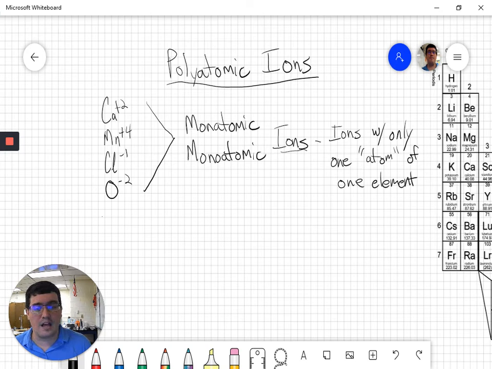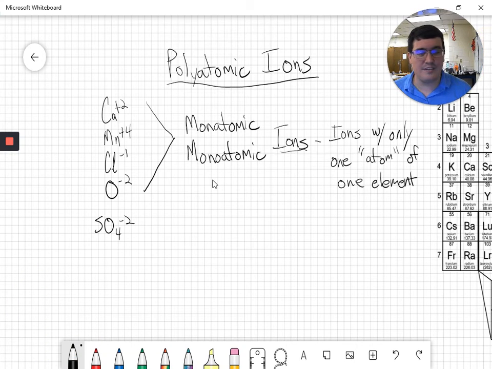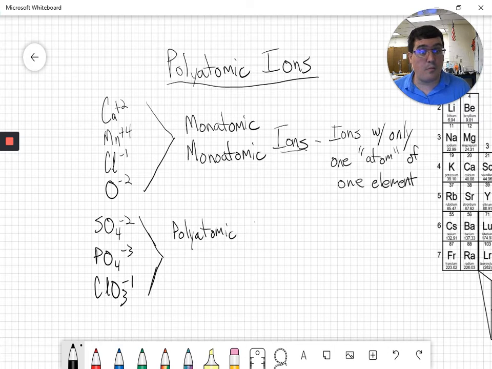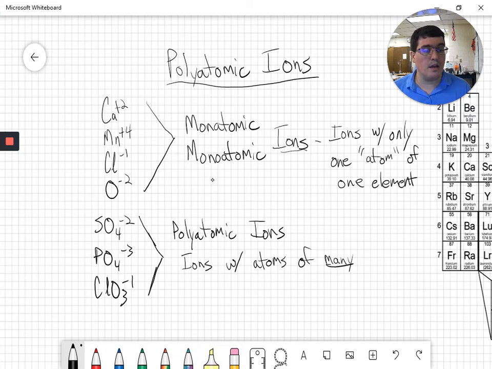So polyatomic ions look like this. I'm going to have to move my face out of the way. Whee! Fly up to the screen there. There's one. There's phosphate. There's ones like chlorate. These are all polyatomic ions. There's only one way to spell polyatomic. And you can probably guess poly means many, and so these are ions with atoms of many elements.